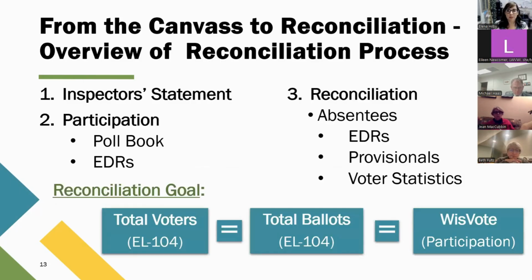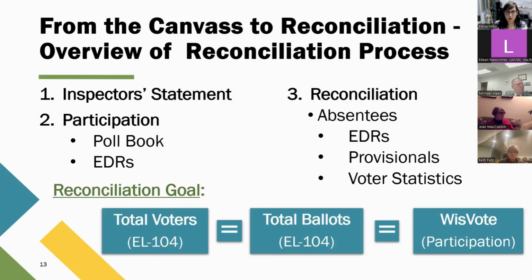The checks start with the inspector statement, entering the numbers from the paper record into WisVote for every reporting unit, even if there were no ballots cast. Then they need to confirm voter participation. They make sure that every voter who voted or registered on election day is correctly marked in the system. Clerks then review and match the details for all absentee ballots, election day registrations, EDRs, provisional ballots, and voter statistics. So each of these areas must line up between the paper and the data in WisVote. If a number doesn't match, then the clerk needs to research it and add a note explaining why.